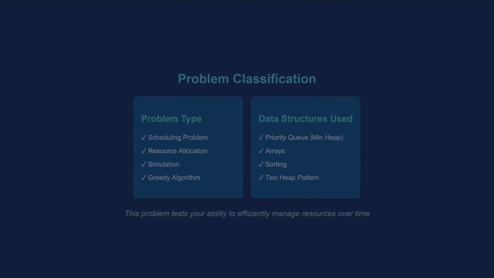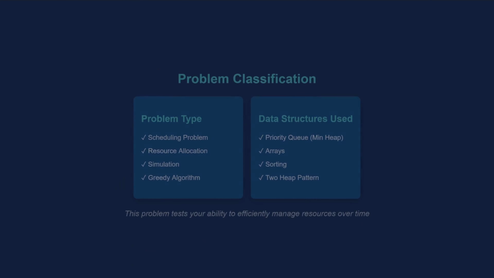Understanding these classifications helps us recognize similar problems and apply proven solutions. Let's walk through example 1 step by step. We have 2 rooms and 4 meetings. Watch how the room states change as we progress through time. At time 0, both rooms are green, available.